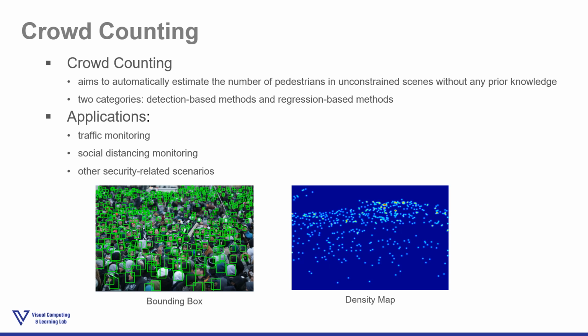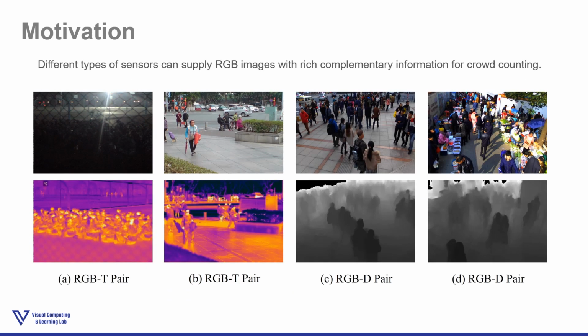In general, the various approaches for crowd counting can be roughly divided into two categories: detection-based methods and regression-based methods, driven by real-world applications, including traffic monitoring, social distancing monitoring, and other security-related scenarios. Crowd counting plays an indispensable role in various fields. Due to the limitations of methods or insufficient data sources, most previous works have focused on RGB crowd counting and failed to obtain high-quality density maps in unconstrained scenarios.